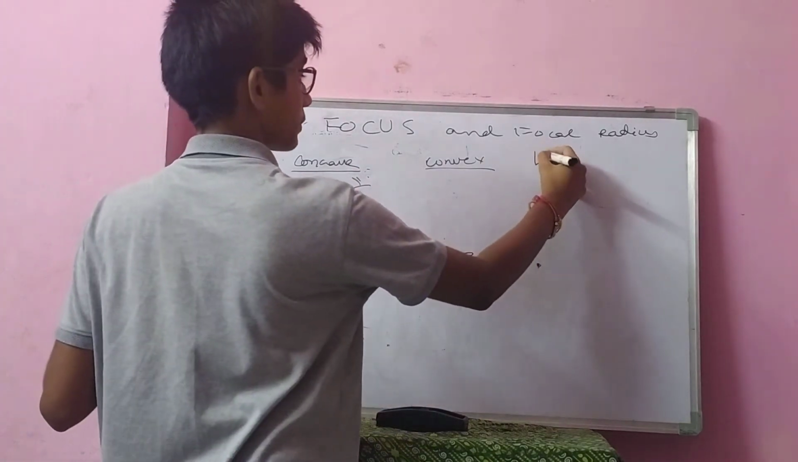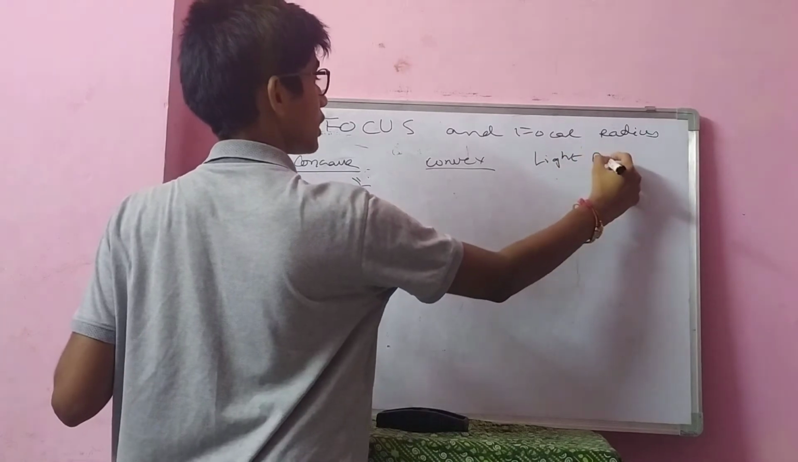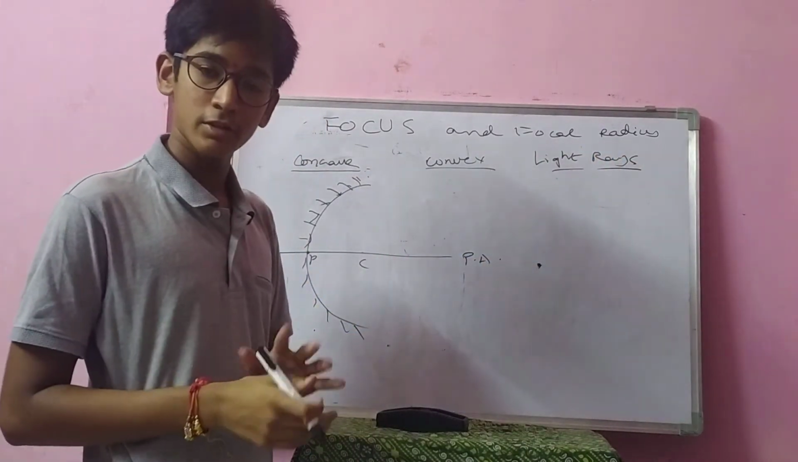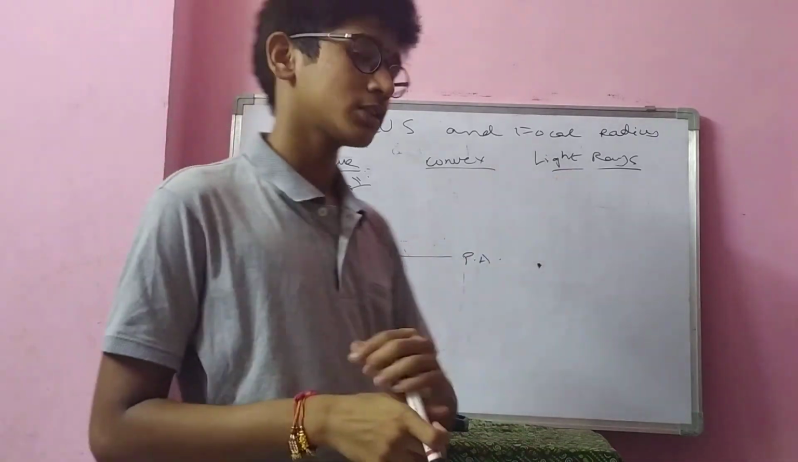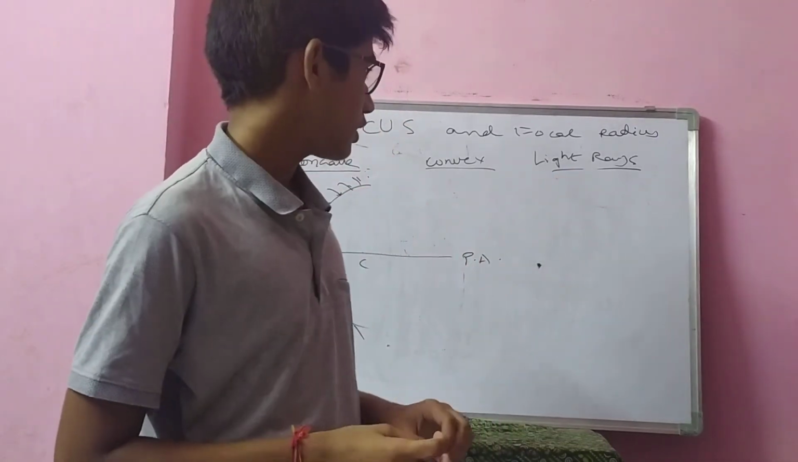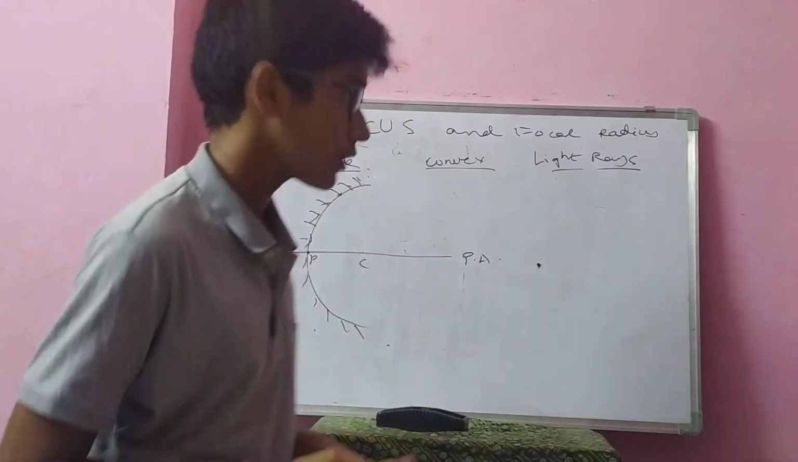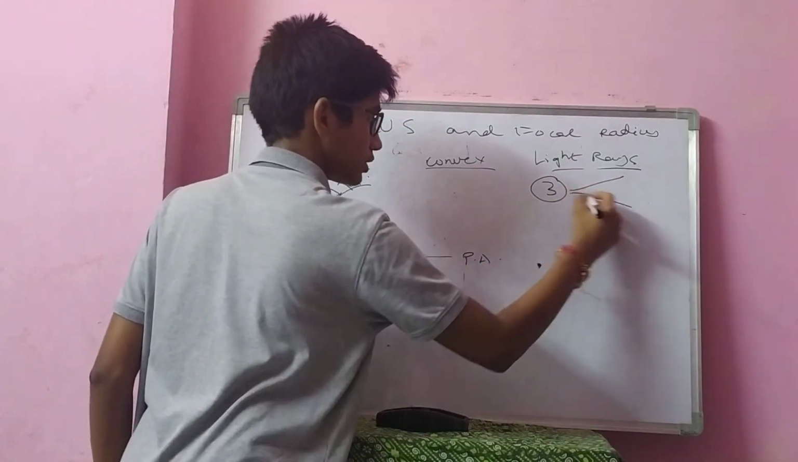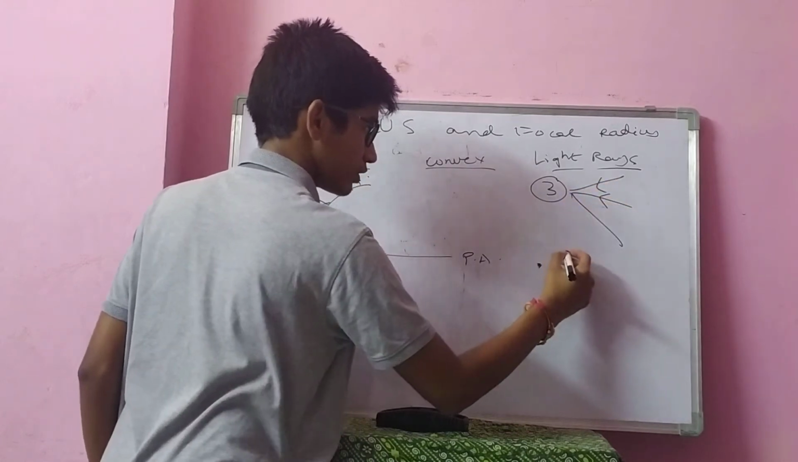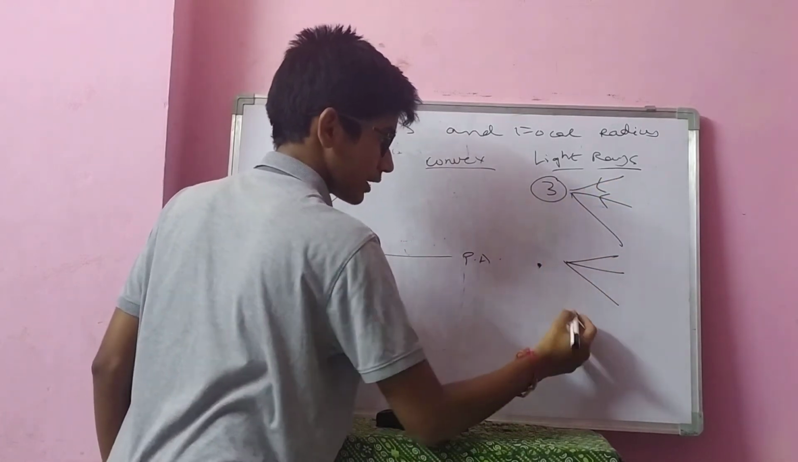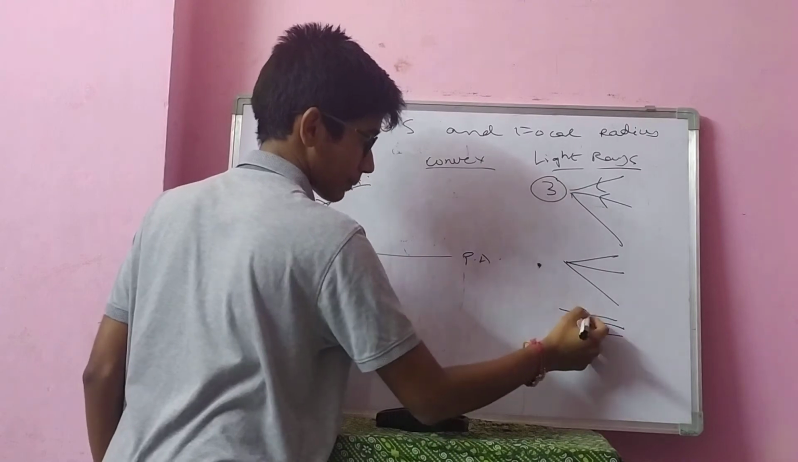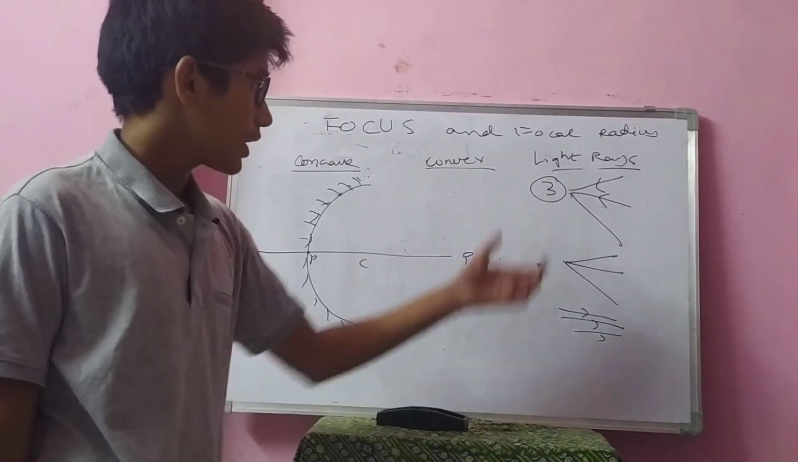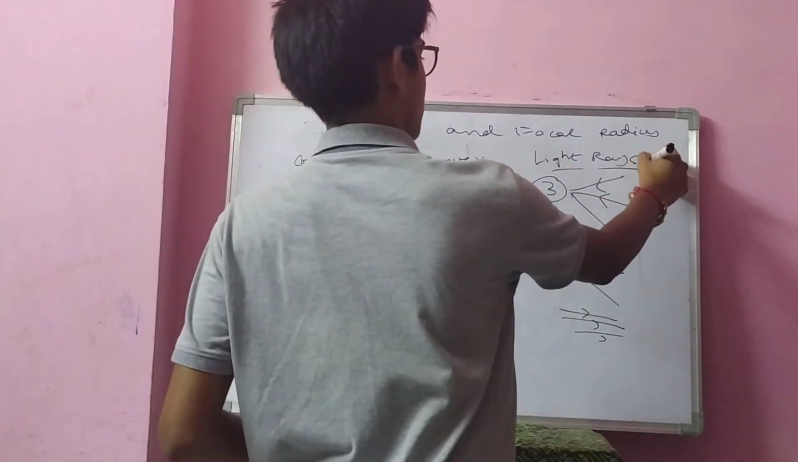We had discussed in the previous videos, in video part 3, light part 3, that light rays are of different types. There are mainly 3 types of light rays: convergent, divergent, as well as parallel. These are the 3 types of light rays, or light beams, we say.